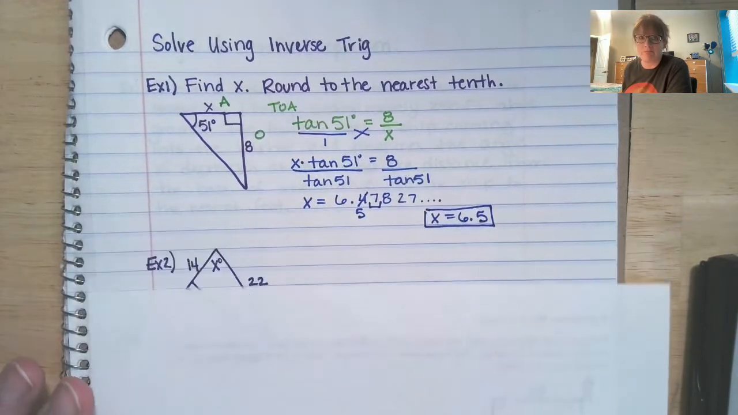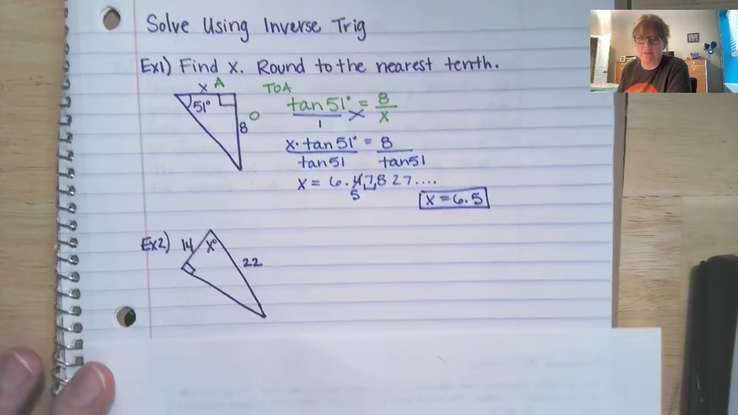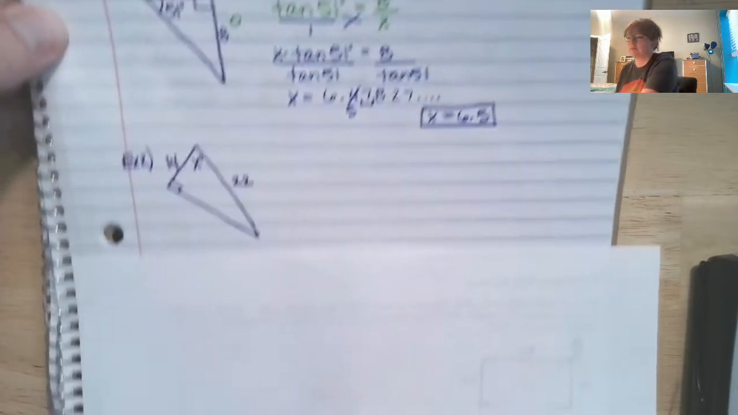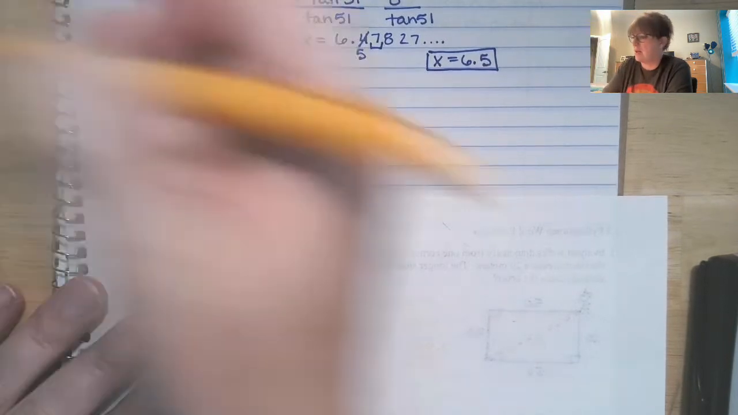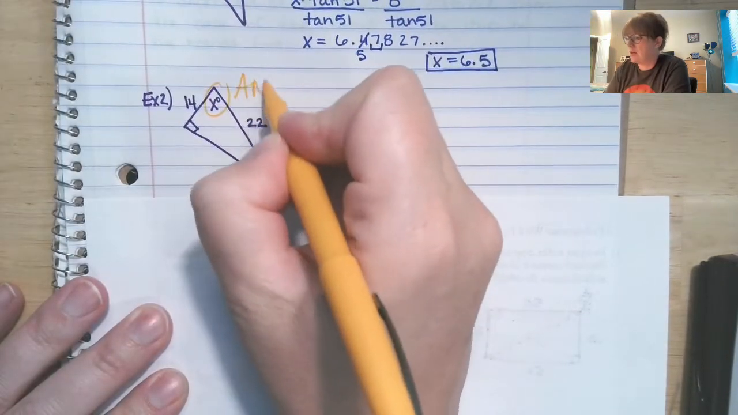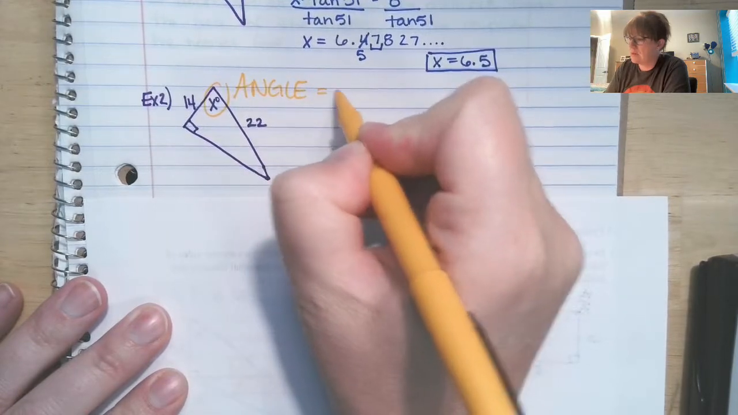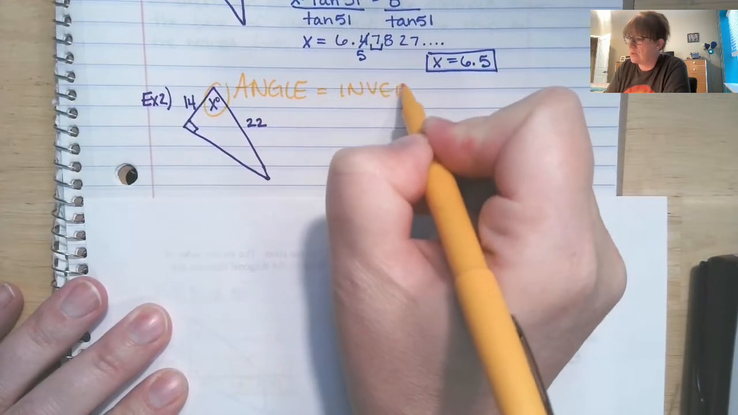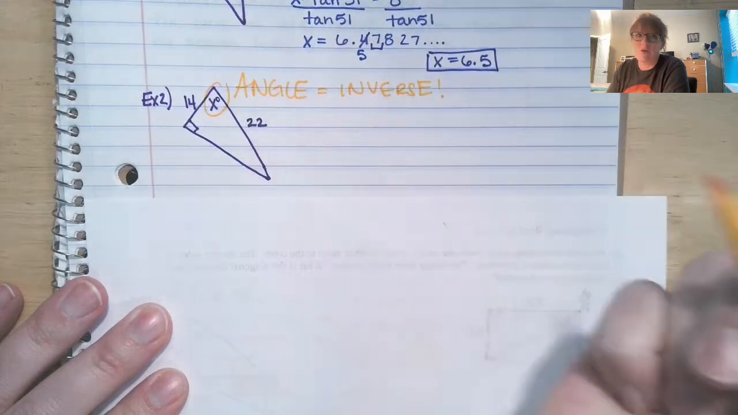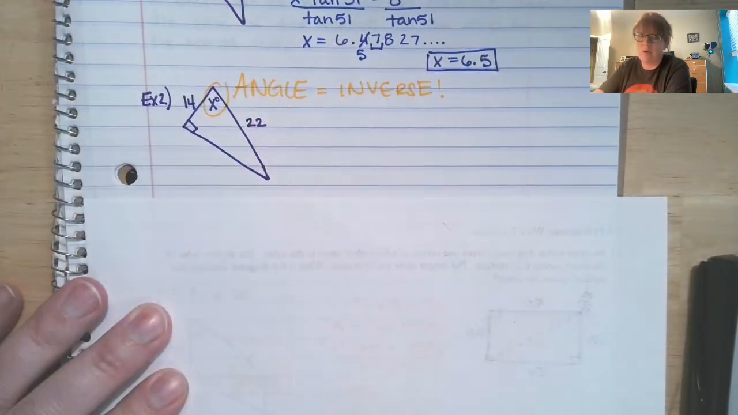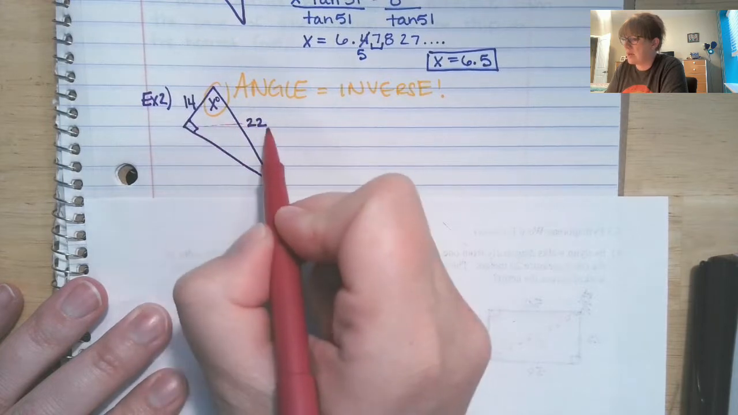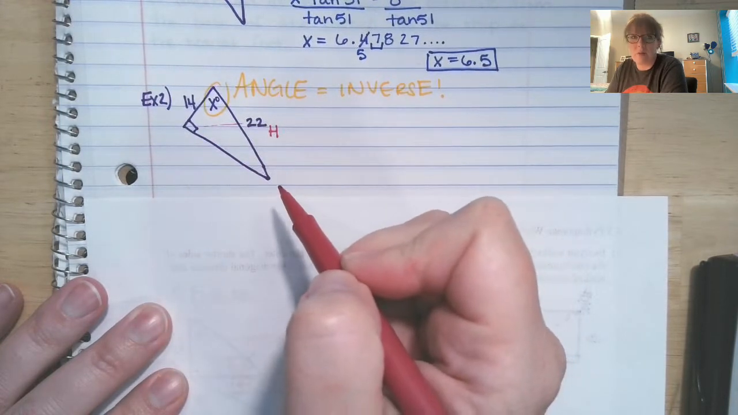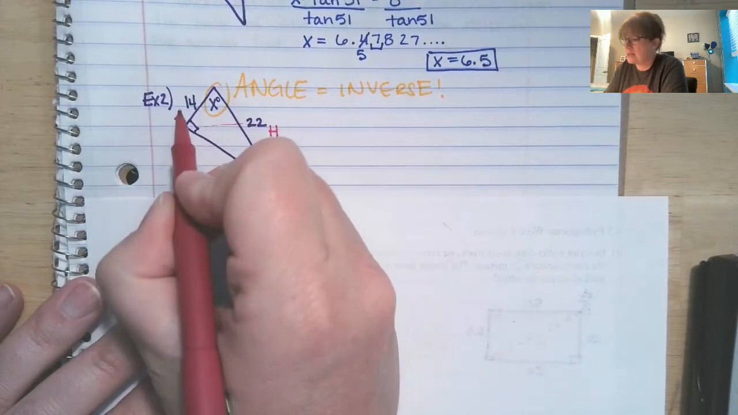All right, let's try another one. Go ahead and write that one down. So it looks like we need the angle. Right here, it's an angle. What do we need to use? Inverse. Okay, so let's figure out which inverse we need. Let's label A's, H's and O's. So here's our angle. This one's opposite of the hypotenuse. There's your hypotenuse, and then this is the adjacent.